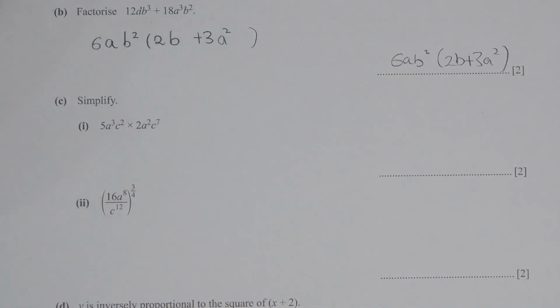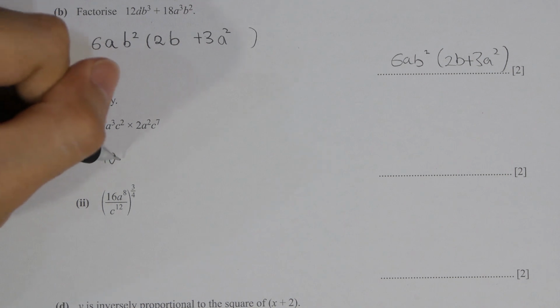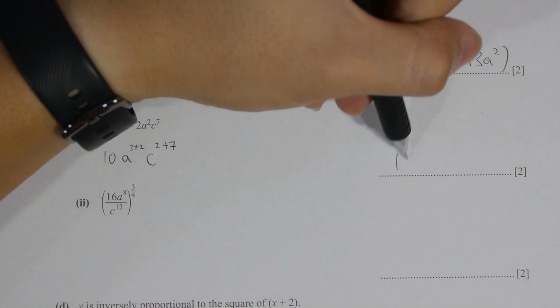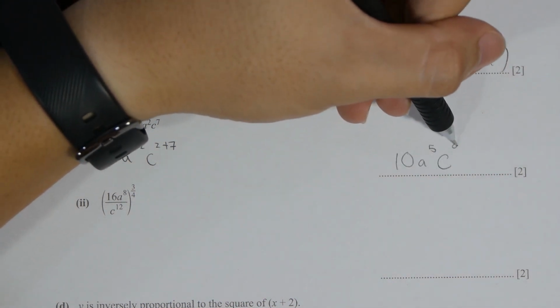But for part C, number 1, 5 times 2 equals 10, and a to the power of 5 and c to the power of 9. Because the base is the same, hence the power, you simply add them up.